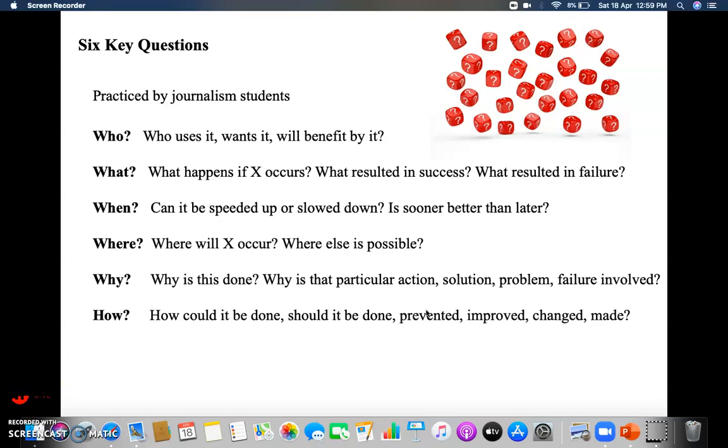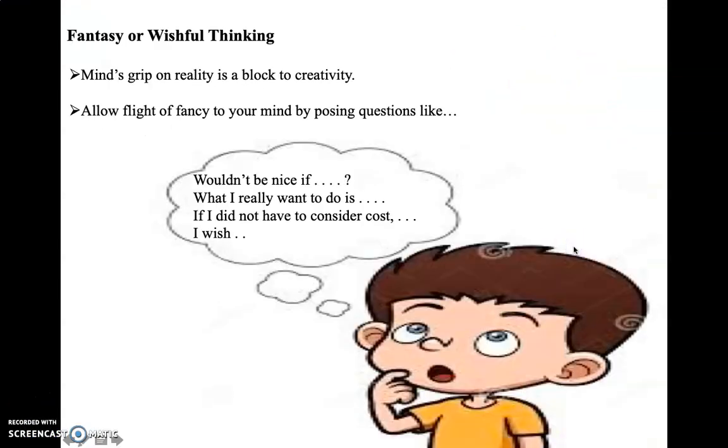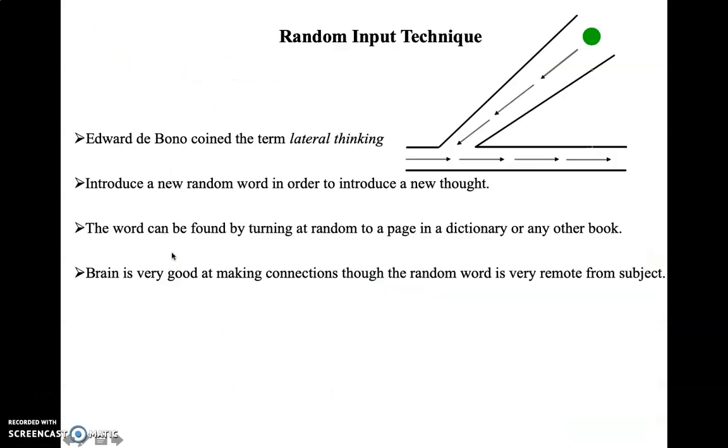Now we are moving toward the third part of brainstorming, which is fantasy or wishful thinking. Mind's grip on reality is a block to creativity, which means you have to allow flights of fantasy. You have to sleep with your problem, then you will generate some kind of fantasy ideas, like when you are daydreaming. This will help you to solve your defined problem, or to develop some new concept. So this is another part of your brainstorming sessions, which is fantasy or wishful thinking.